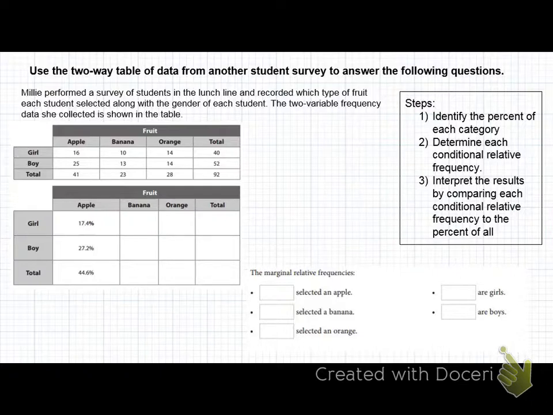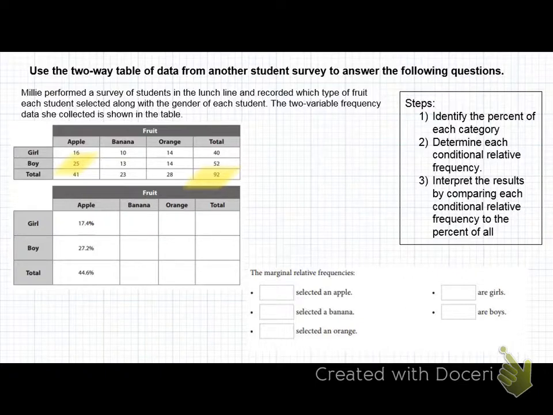There are 25 boys that like apples out of the 92. So let's put that into our calculator. What's 25 divided by 92? 0.2717. Move the decimal 2 places to the right. What's the percentage? Okay, why do we write 27.2 up here then? Good. We're rounding to the nearest which spot? Tenths. Okay, good. Next one.